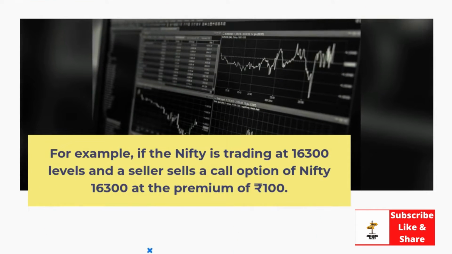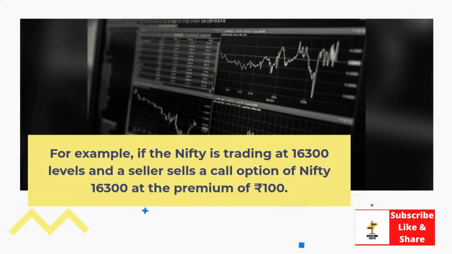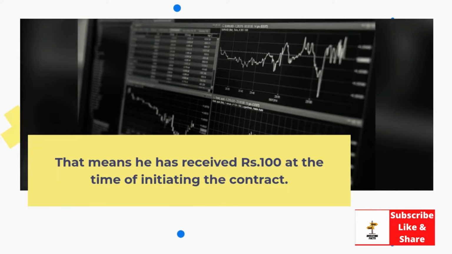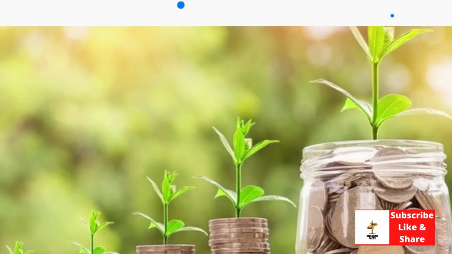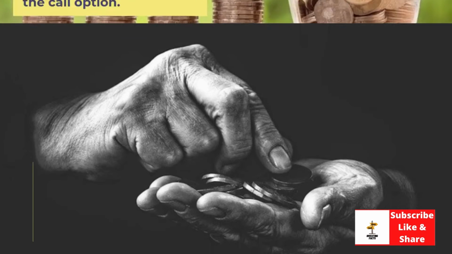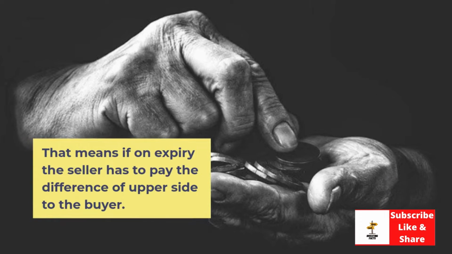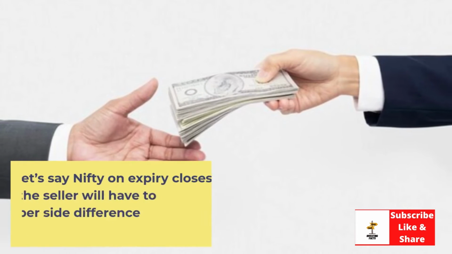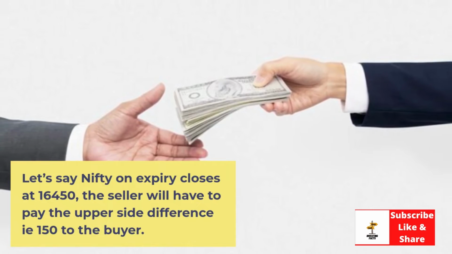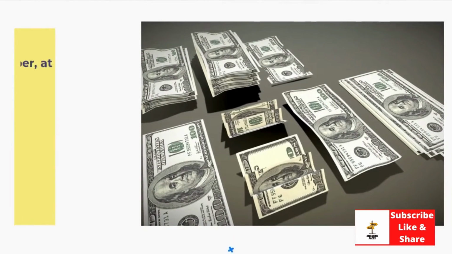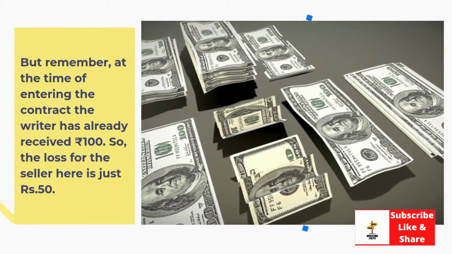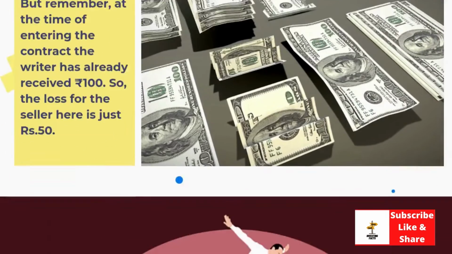For example, if the Nifty is trading at 16,300 levels and a seller sells a call option of Nifty 16,300 at the premium of 100 rupees, that means he has received 100 rupees at the time of initiating the contract. In this case, if Nifty goes up, the buyer will get profit as he has purchased the call option. That means if on expiry the seller has to pay the difference of upper side to the buyer. Let's say Nifty on expiry closes at 16,450, the seller will have to pay the upper side difference of 150 rupees to the buyer. But remember, at the time of entering the contract the writer has already received 100 rupees. So, the loss for the seller here is just 50 rupees.